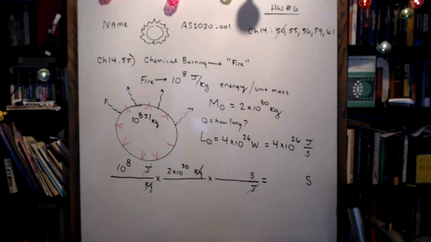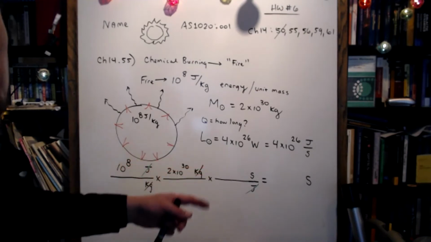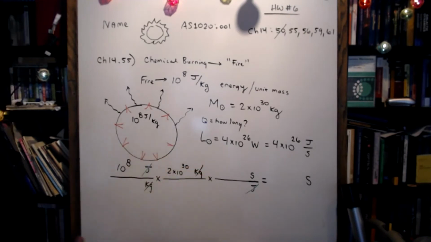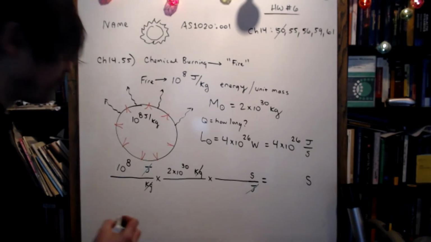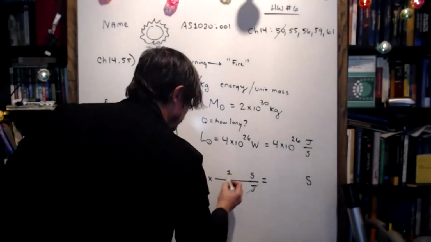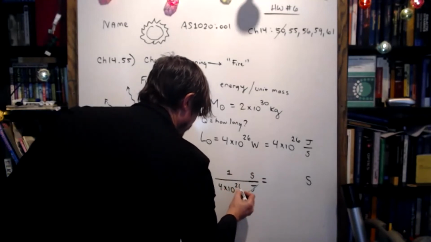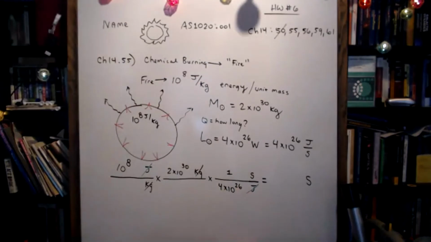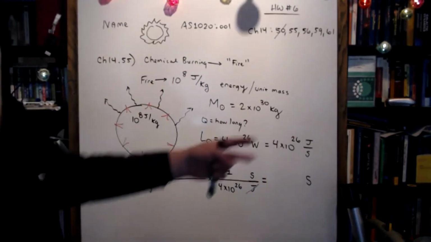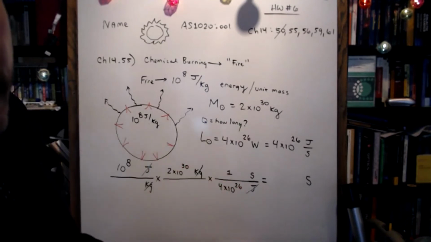Now you messed up. It's 4 times 10 to the 26 joules per second. Oh, okay. So then you have to put that on the bottom because we're dividing because we flipped it. In 1 second, you produce 4 times 10 to the 26 joules, right? Does that make sense? Because you flipped the units upside down, you have to flip the number upside down.